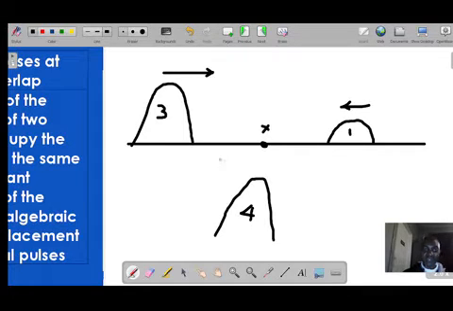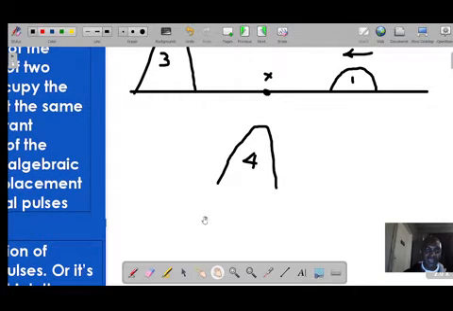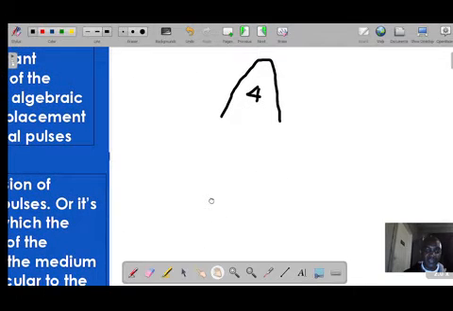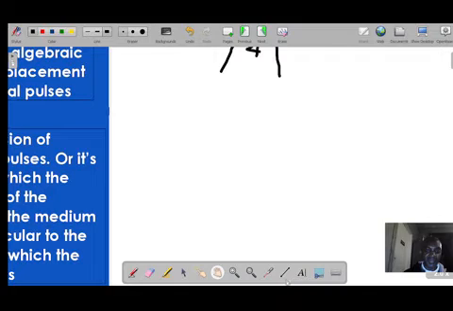As you can see, this pulse and this pulse have lower amplitudes than the resultant pulse. Because we have constructed a resultant pulse with a higher amplitude, this type of interference is called constructive interference.